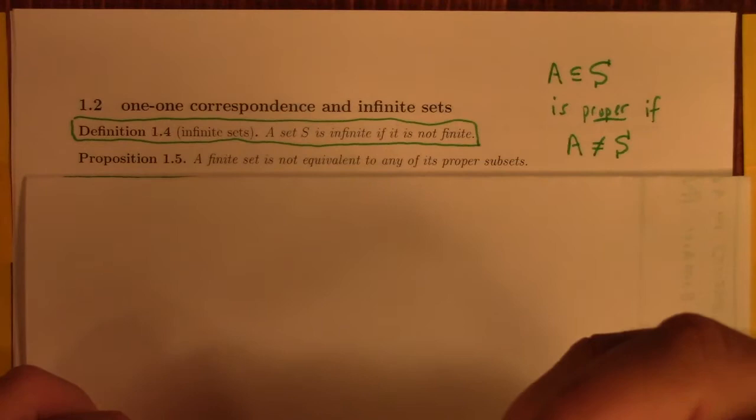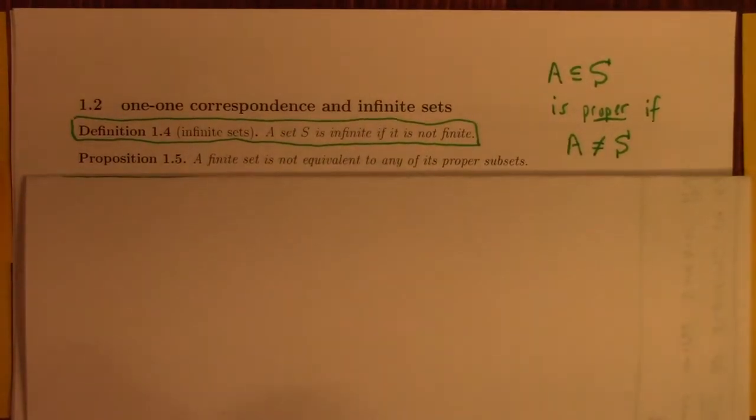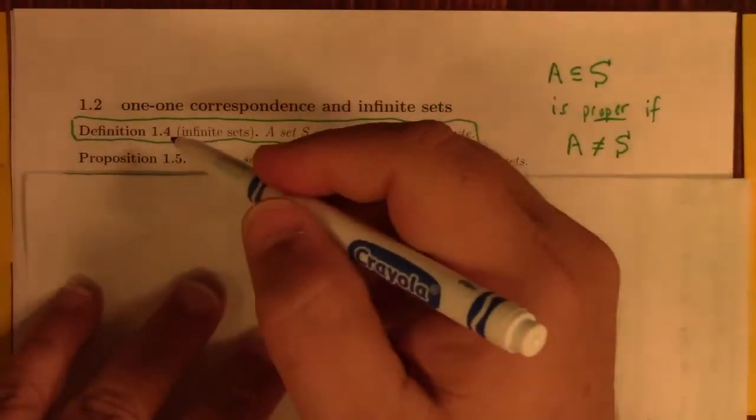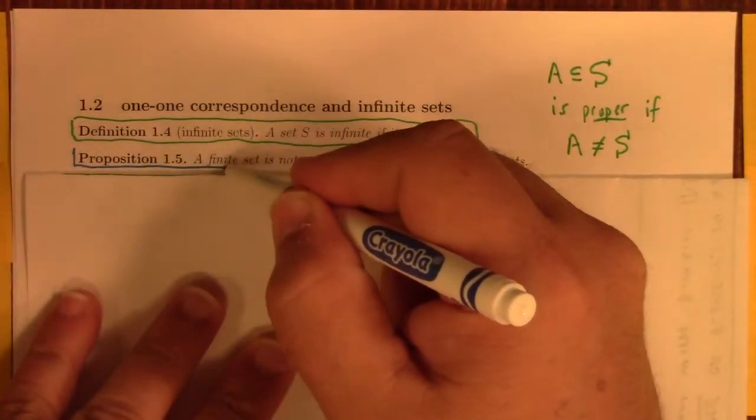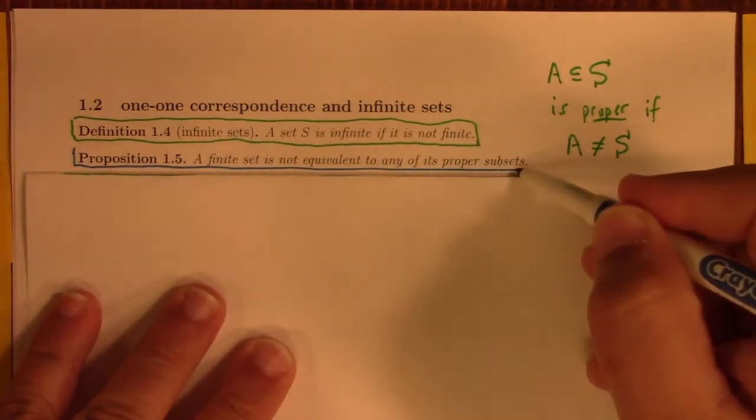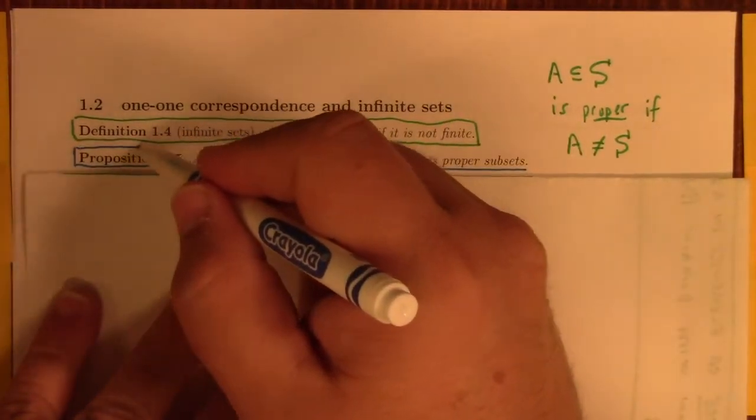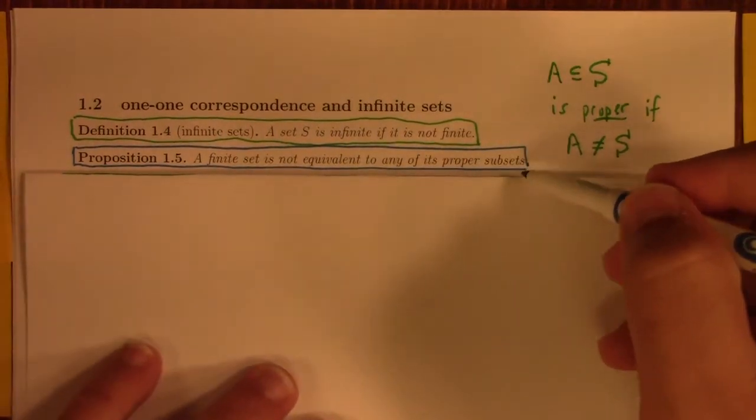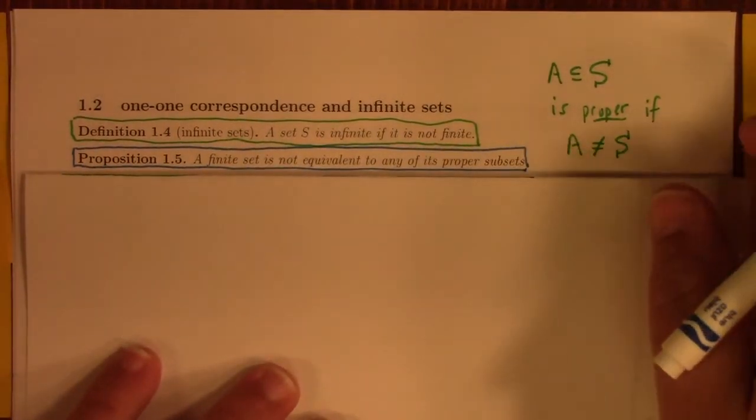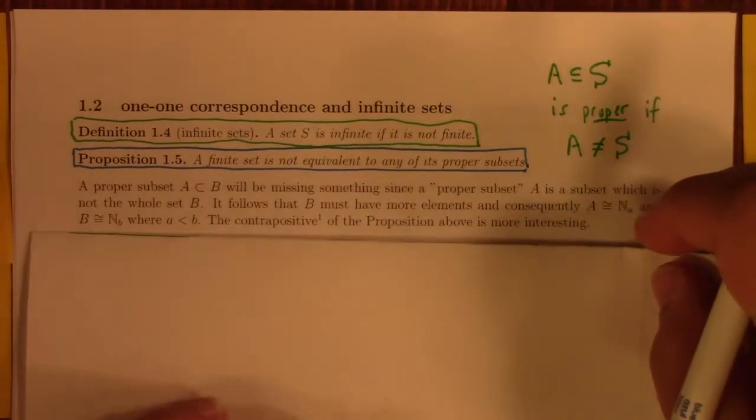And this proposition says that a finite set is not equivalent to any of its proper subsets. At least one thing I read, I can't remember where, either my brother or Pete Clark, I think, said that this could actually be used as a definition for finite sets if you wanted to. But anyway, I like our definition for finite sets.